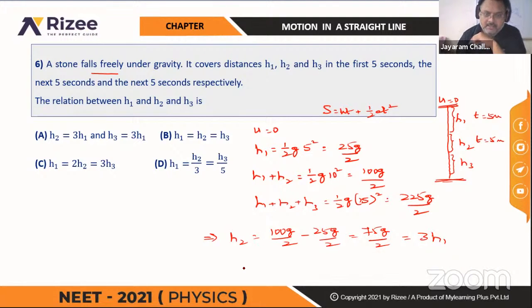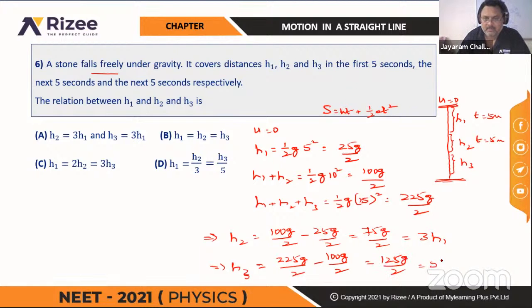And similarly, our next thing is going to be the h3. h3 can be obtained by removing this 225, that is 225g by 2 minus 100g by 2, and that comes out to be 125g by 2, which is equal to 5 times of h1. So you can write this one, h1 is equal to h3 by 5, h1 is equal to h2 by 3. So option D, you can go for it.